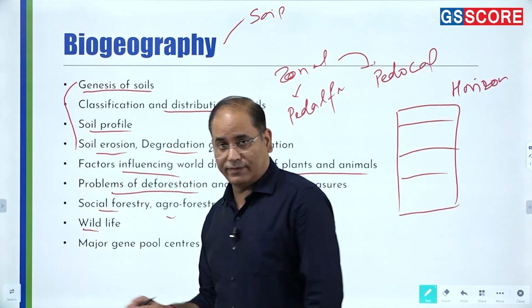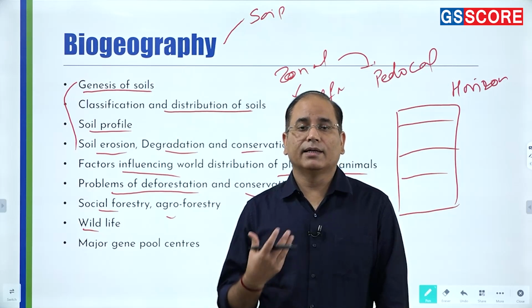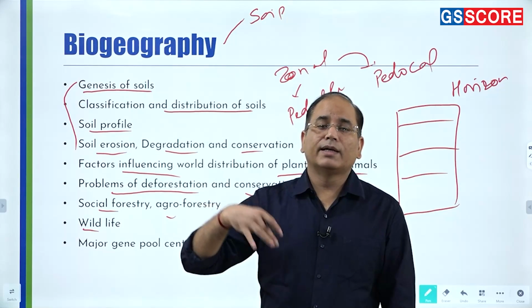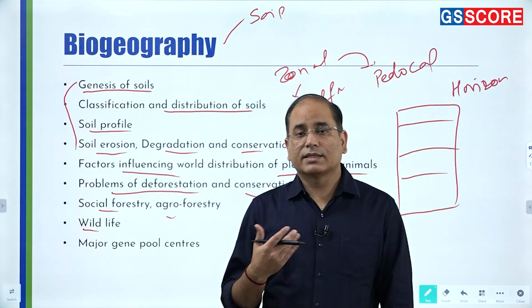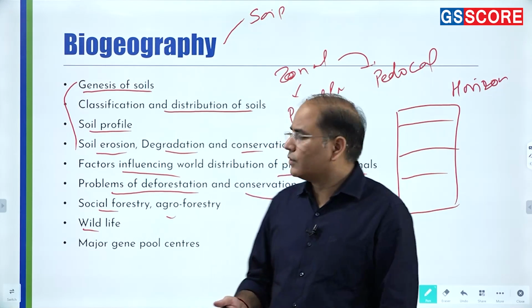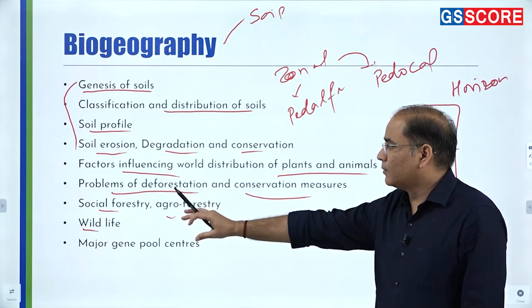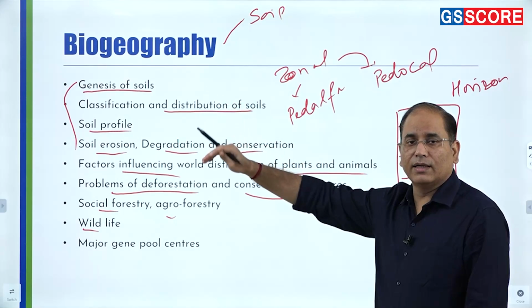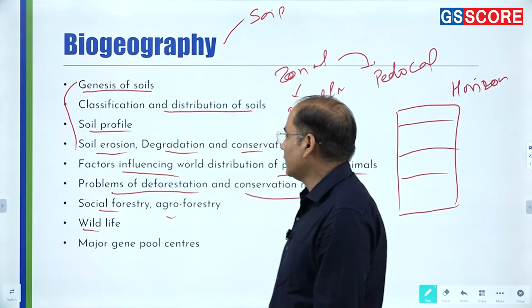Then we have wildlife. So a brief idea about wildlife, what are the different varieties of wild animals, where they are located, about some of the conservation reserves like national parks, biosphere reserves. So wildlife is a little bit of a mixed-up topic, and some components you are also supposed to cover in the environment. So this is a mixed-up topic of both biogeography and the environment.